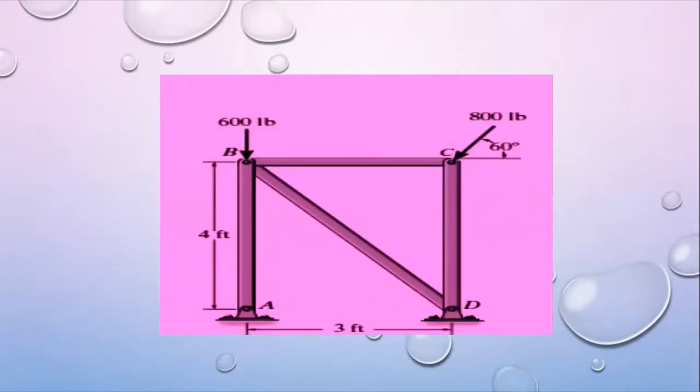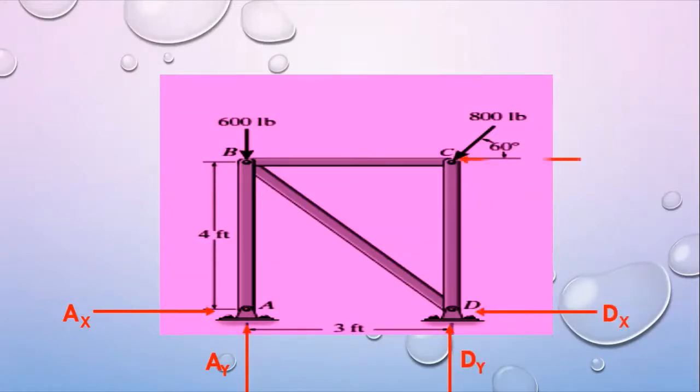Nice. And here is the diagram, and I am going to write down, for example, at joint A there is AX and AY, and at joint D there is DY, because both are hinge supports. So we have two components here, and then we have to resolve the 800 pound force into its horizontal and vertical components.